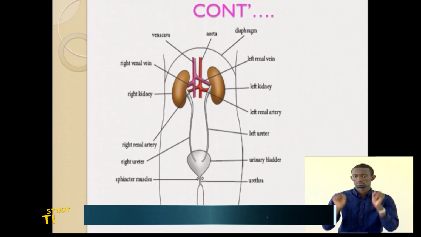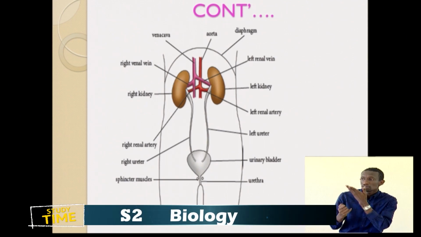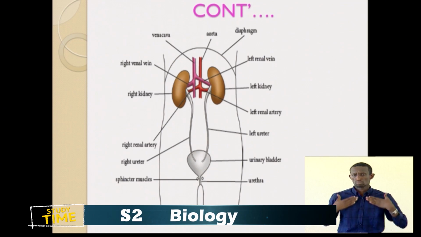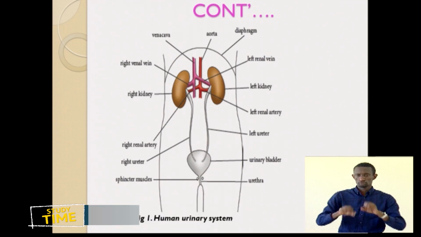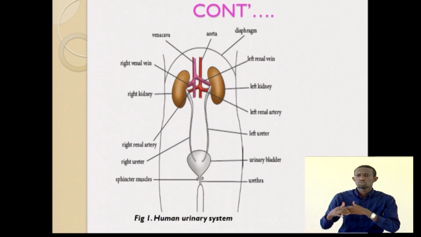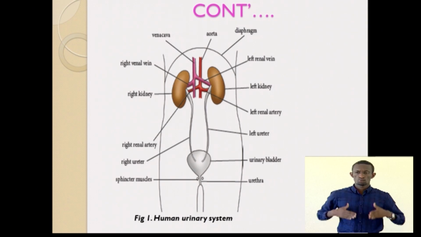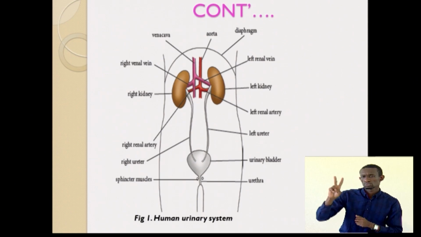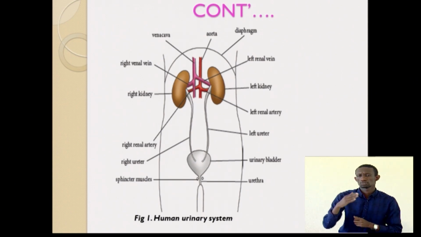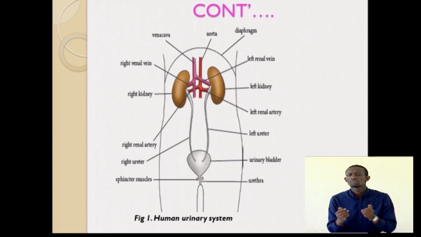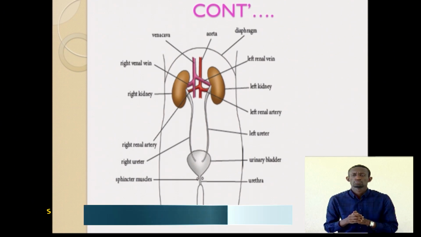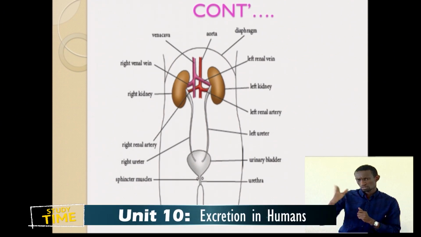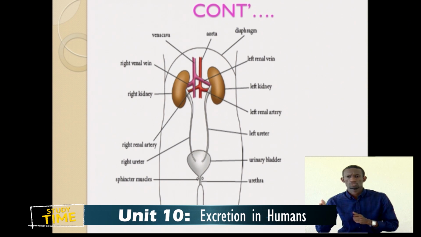That is a diagram that shows a human urinary system having two kidneys, having the aorta that carries blood to the kidney, and the blood is going to be oxygenated. We have the vena cava, which takes the blood. We have the left renal vein. We have the right renal vein. We have the right kidney. We have the left kidney.